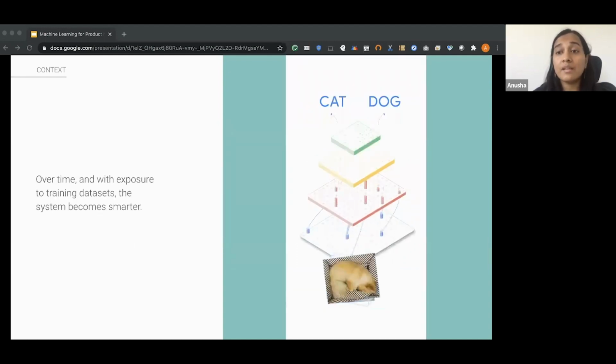The same thing is applicable to a computer system. Over time, with exposure to a lot of training data, the system becomes smarter and better at completing certain tasks. We then test it to see how well it's been trained. Ultimately, a system like this can start recognizing which animal is which in a photo, even in instances like this one, where it's quite ambiguous and it's not easy to tell.